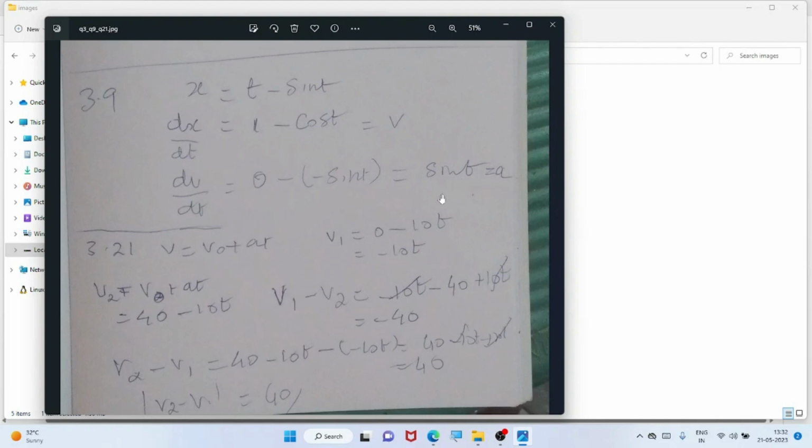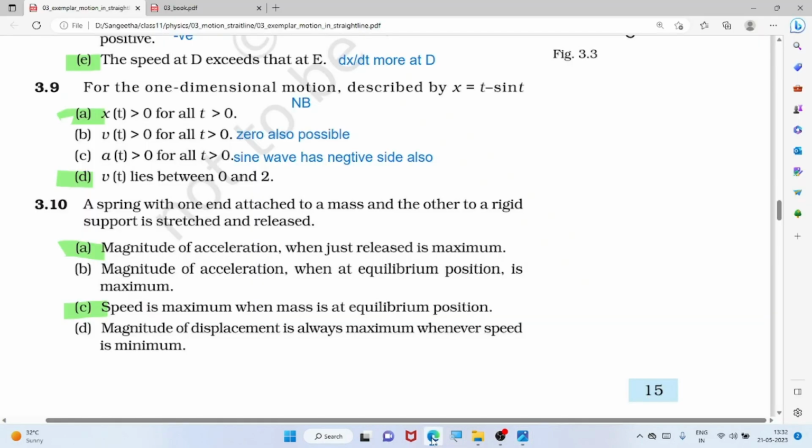Sin t is 1 to minus 1. Okay, 0 to 2, v of t. Here the velocity is 1 minus cos t, so it is greater than 0, but 0 is also there, it can vary from 0 to 2. Okay, a of t, this is 1 to minus 1. Here negative is also possible, 1 to minus 1. V of t, this is correct, because 1 minus cos t: when cos is maximum, 1, then it will be 0, and at minus 1, it will be 2.